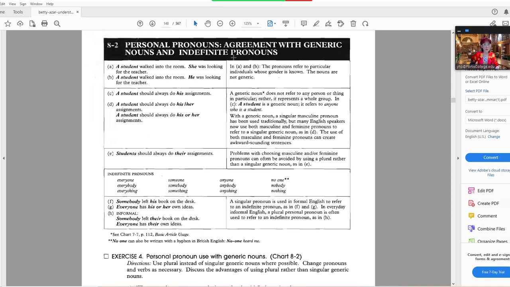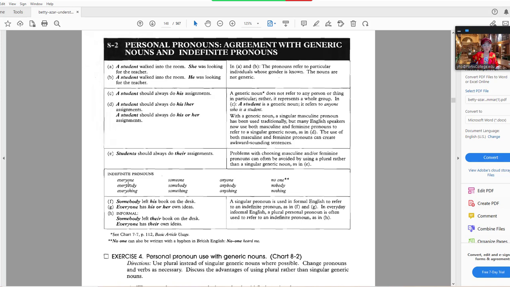So personal pronouns, agreement with generic nouns and indefinite pronouns. A student walked into the room. She was looking for the teacher. A student walked into the room. He was looking for the teacher. A student should always do his homework. A student should always do his or her assignments. Then if you have plural students, you would say students should always do their assignments. And for all of these, you use his or her.